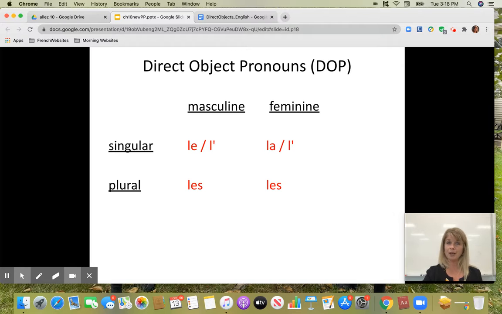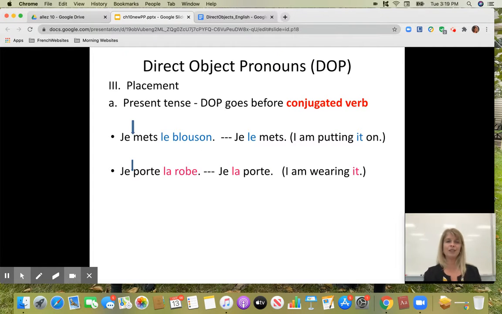If your direct object is feminine and singular, it will be la. If the next word begins with a vowel, though, get rid of your A and put an L apostrophe. If it's plural, it is still les. Le, la, les, and L apostrophe. Let's see how this works.